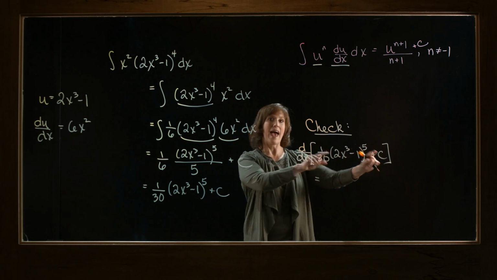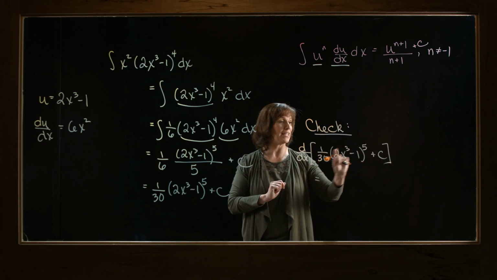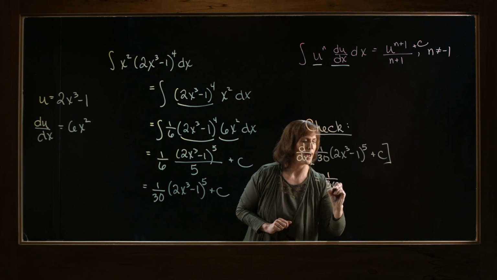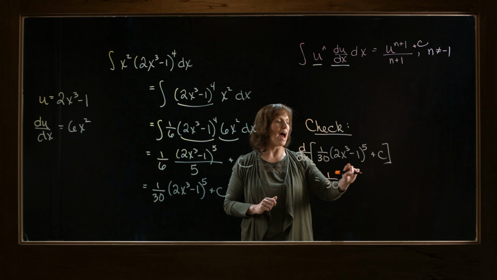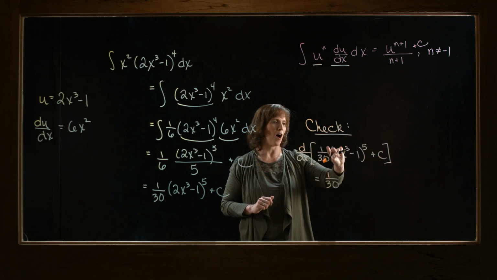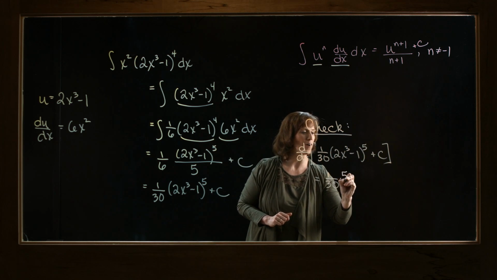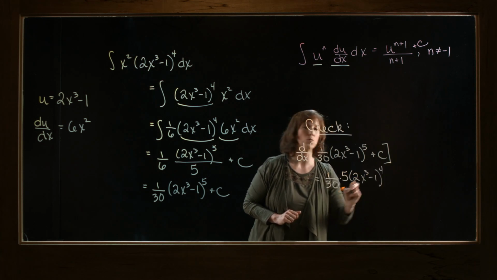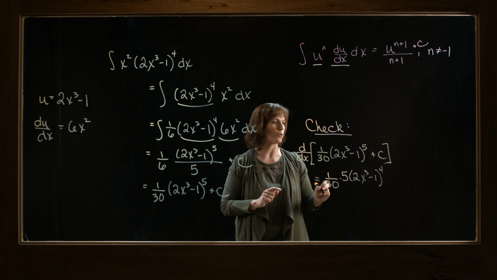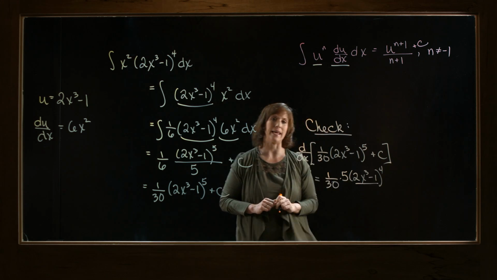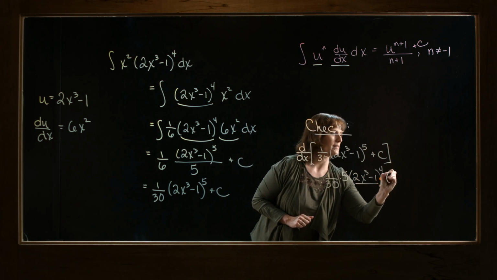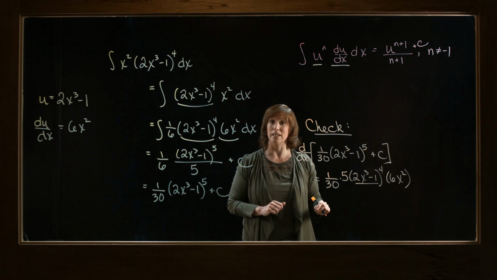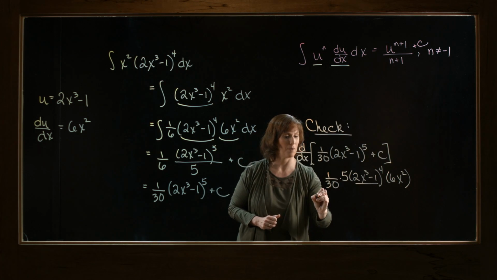Well, first and foremost, I have an addition problem, so I'll differentiate each piece individually. In the first term, I can pull out that common factor of 1/30, and now I'm going to use the chain rule on this piece. So I'll bring down the 5, copy over the 2x cubed minus 1, subtract 1 from the exponent, and here's where the chain rule comes in, times the derivative of my inside piece, which is going to be 6x squared. The derivative of my constant is 0, so that doesn't add anything else to my problem.